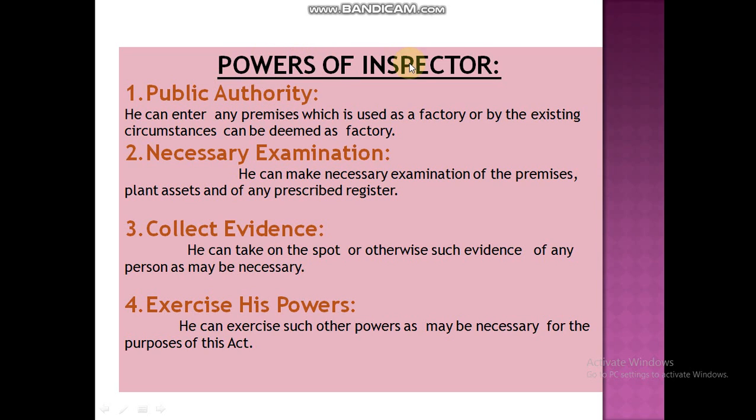So let's see what are the powers of inspector, what he could do. He is considered a person who is authorized to enter any premises which are assumed or deemed as a factory. He can enter the premises to observe what activities are taking place. Are those activities according to the provision of the Factories Act or not? He must take necessary examination of the premises. He should observe the premises or the area which is assigned to the factory. He can inspect the registers. He can check the plant assets, either they are fit for the purpose of manufacturing or not.